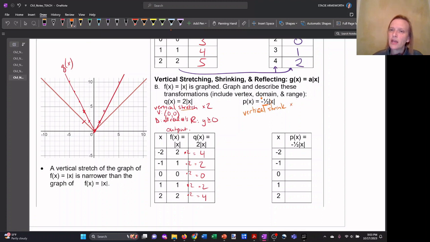So my vertical shrink is a factor of 1/3, and there's a reflection across the x-axis.